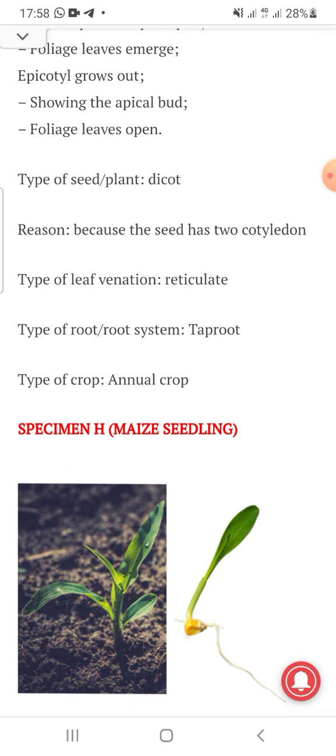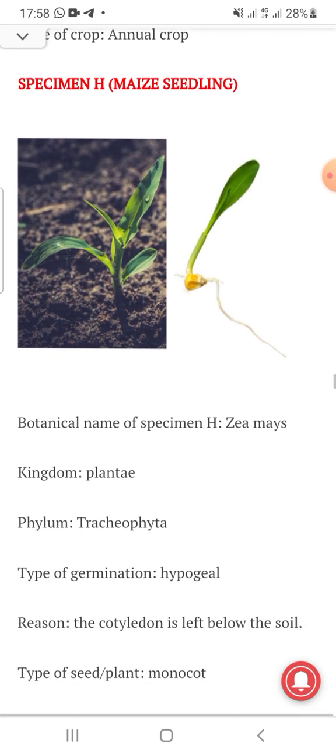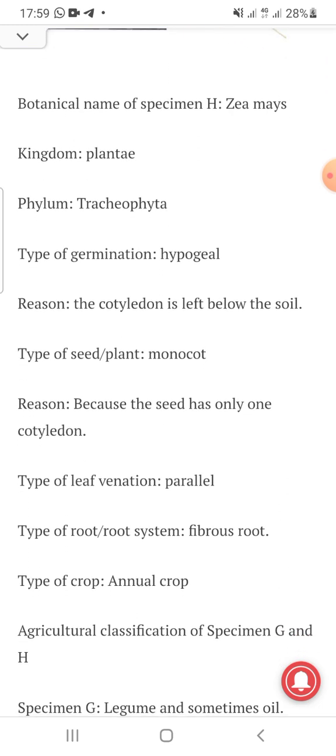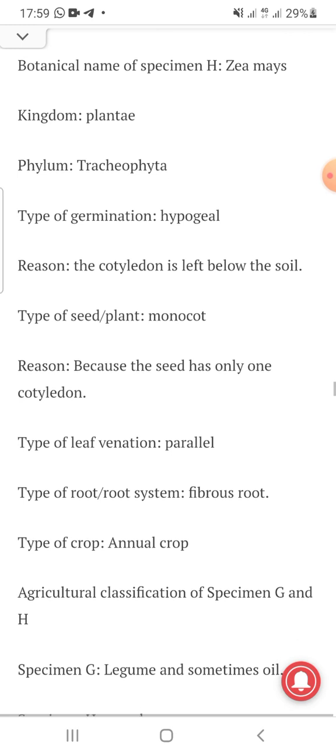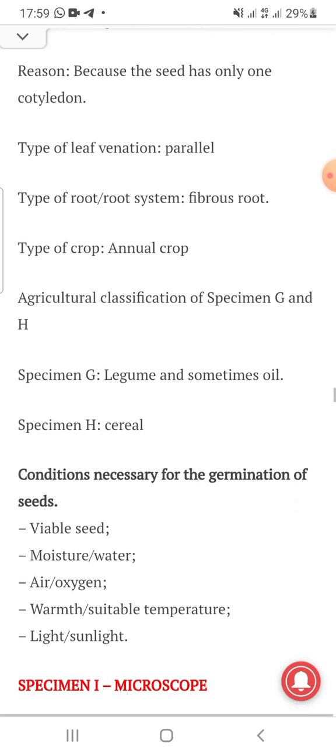Let's look at specimen H, which is maize seedling. That's maize seed. Botanical name of specimen H, Zea mays. Kingdom, Plantae. Phylum, Tracheophyta. Type of germination, hypogeal. Reason, the cotyledon is left below the soil. Type of seed or plant, monocot. Reason, because the seed has only one cotyledon. Type of leaf venation, parallel. Type of root or root system, fibrous roots. Type of crop, annual crop.